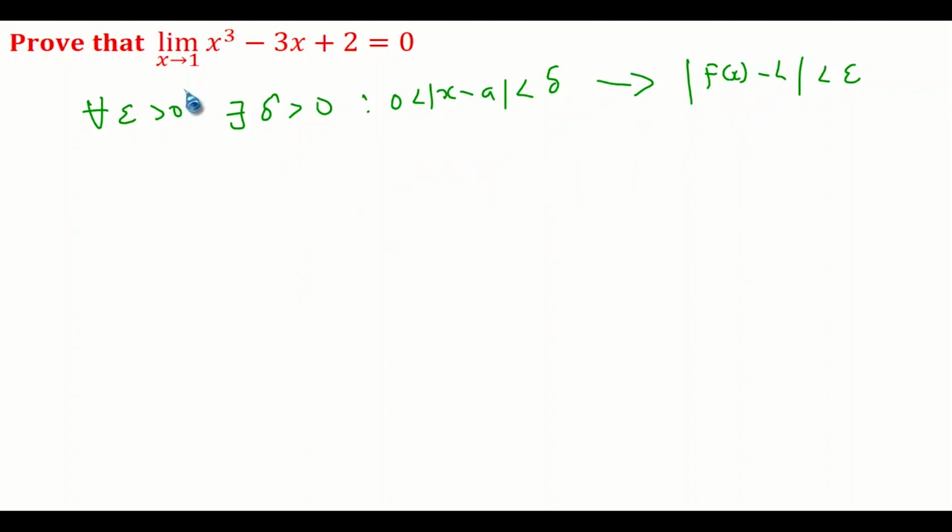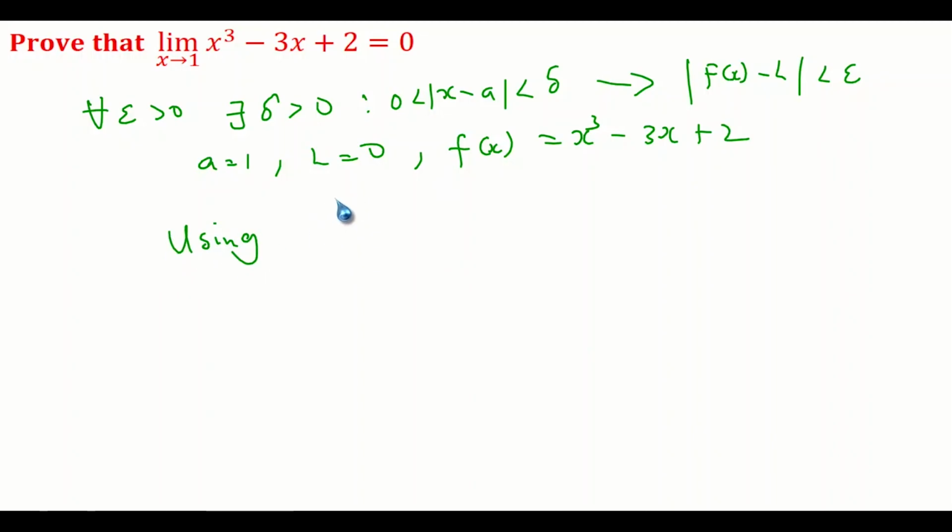So the next thing you need to do is to write the parameters. A is equal to 1, so that is where x is approaching. And L is equal to 0, the limit, and f of x, which is the given function, is equal to x to the power of 3 minus 3x plus 2. So as usual, using the absolute value of f of x minus L less than epsilon.